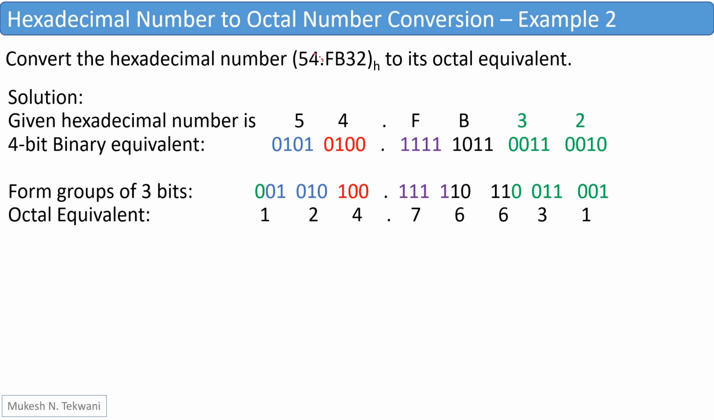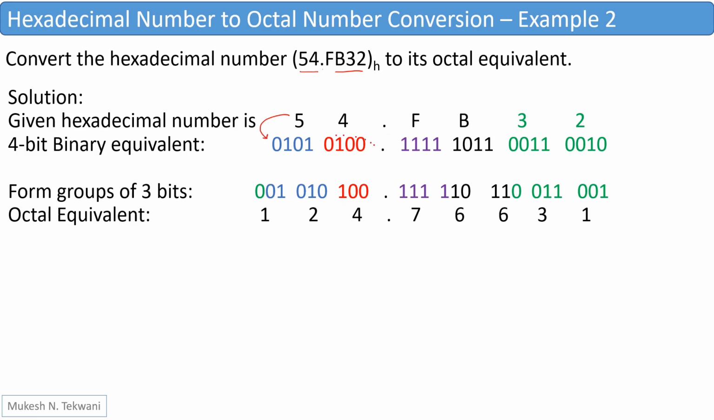Let us take the second example where we are again given a hexadecimal number, but this time the number has a fractional part. Before the point, we have the integer part 54. After the point, we have the fractional value FB32. So we write our given number as 54.FB32. Again, as in the previous case, we take each hex digit and express it in terms of its equivalent 4-bit binary.